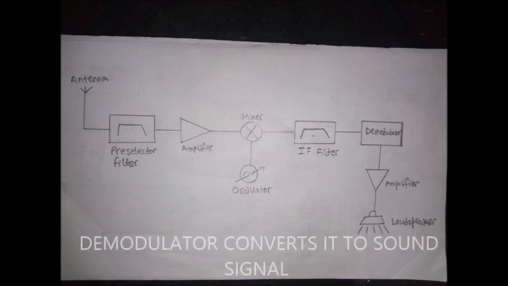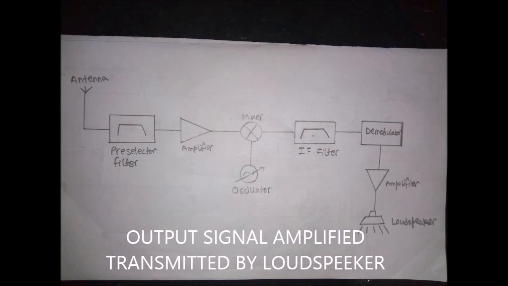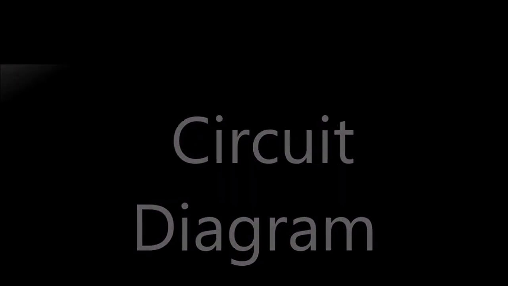Now, the demodulator decodes the electrical signal into the required sound signal. Finally, the output sound signal is amplified and transmitted by the loudspeaker. Now I am going to discuss the working of the above circuit in detail.